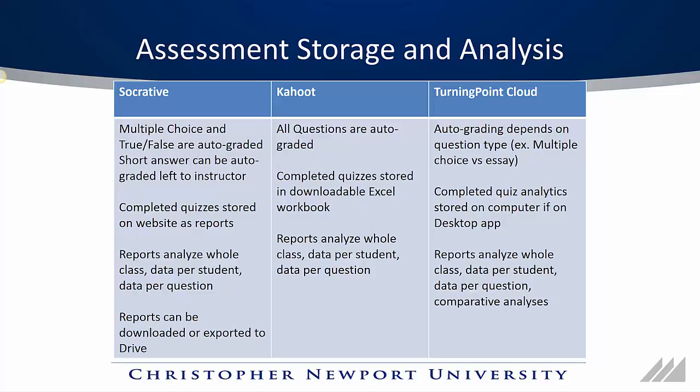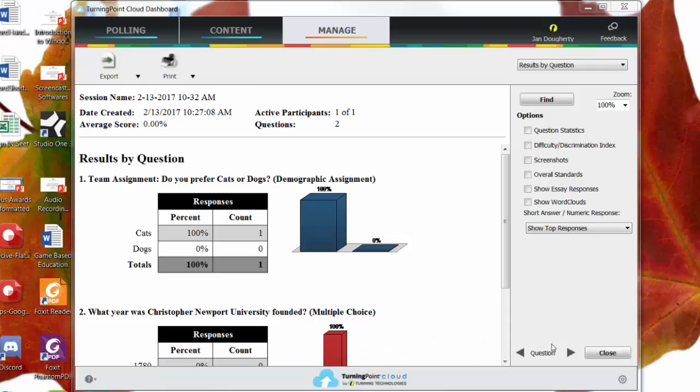Turning Point Cloud stores quizzes that are taken through the desktop app onto your computer. After each assessment, you're given the option to save the session, which generates auto-graded results for the assessment, with a few exceptions such as essay questions. A faculty member can then access these results through the Manage tab of the desktop app and open them in the form of a report. So let's take a look.